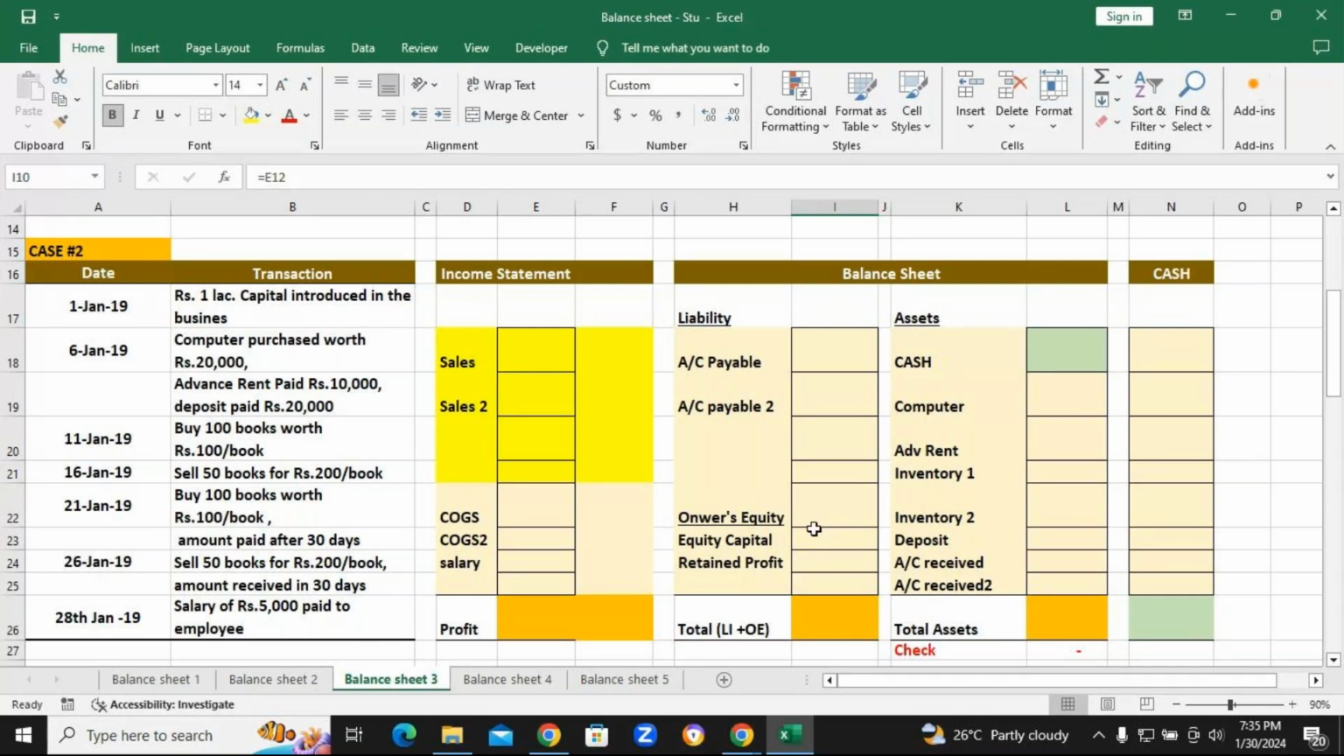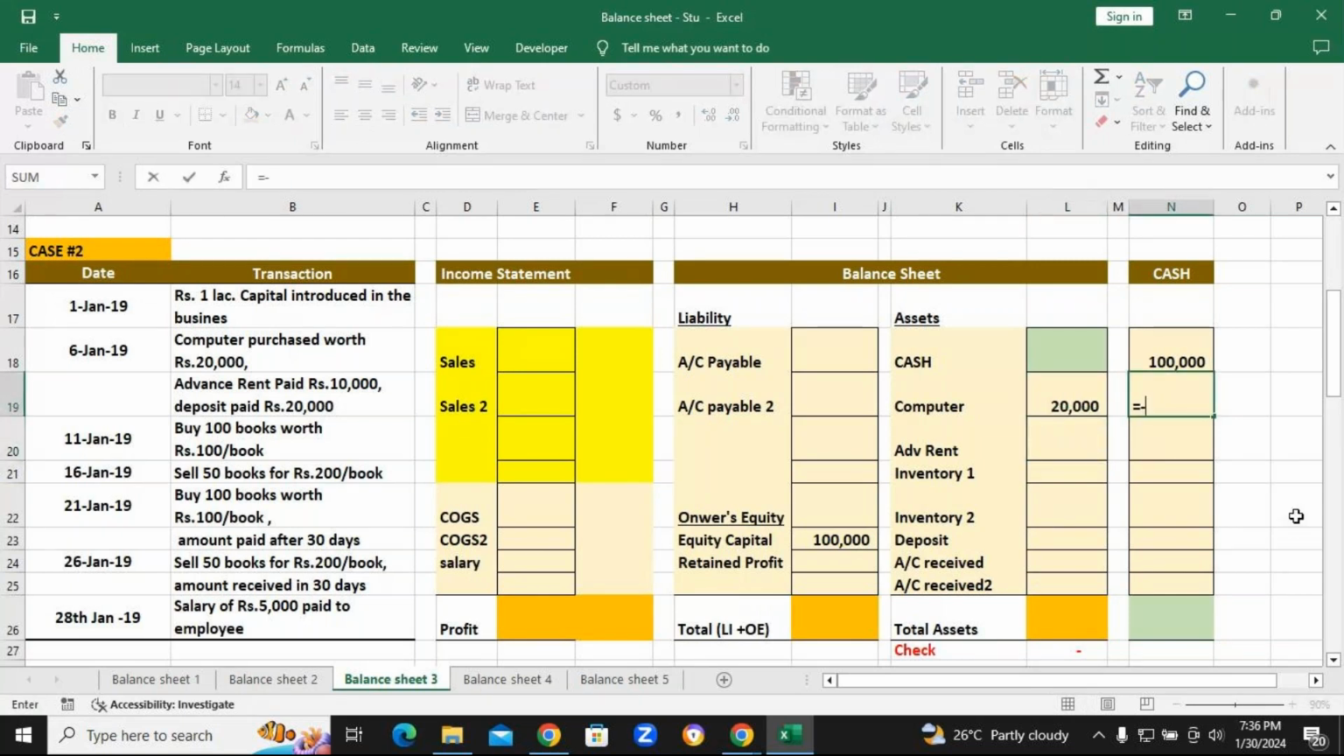So here, equity capital. What is the amount that I have introduced to my business? That is 1 lakh rupees. 1 lakh rupees I have invested, started with my equity capital. So here also I'll put 1 lakh. Then, computer purchased worth rupees 20,000. So I'm getting the computer at the cost of 20,000.